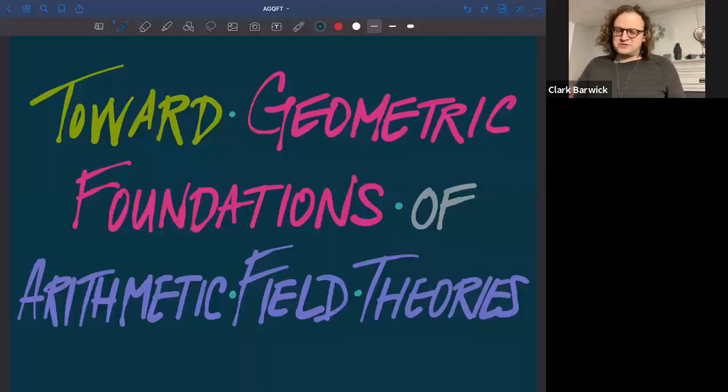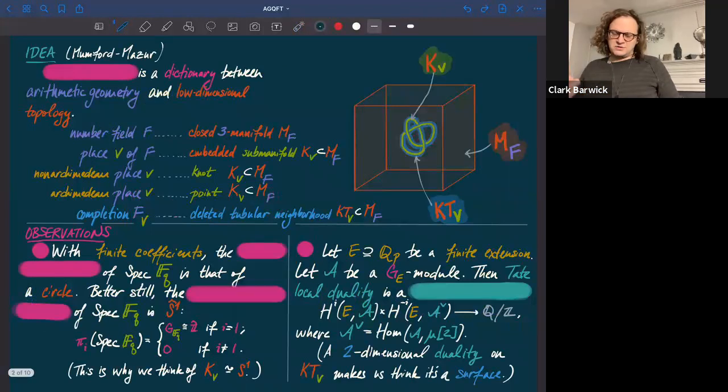So one thing I should emphasize here is the word toward, which is an important thing because I'm certainly not going to answer the question that I'm going to pose. Instead, I'm going to pose it as a challenge, and I'm going to explain some other stuff that we've been doing that starts to move in this direction, but I won't meet the challenge yet. So let me remind or inform, either way, you of the idea of arithmetic topology.